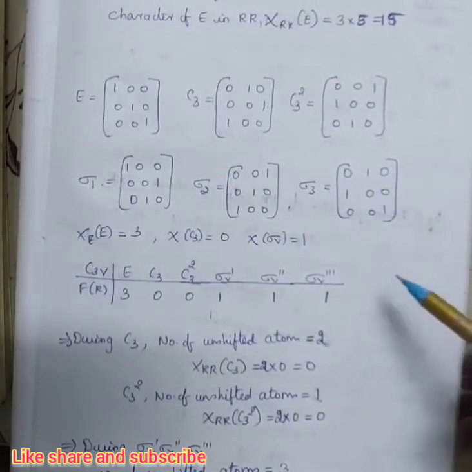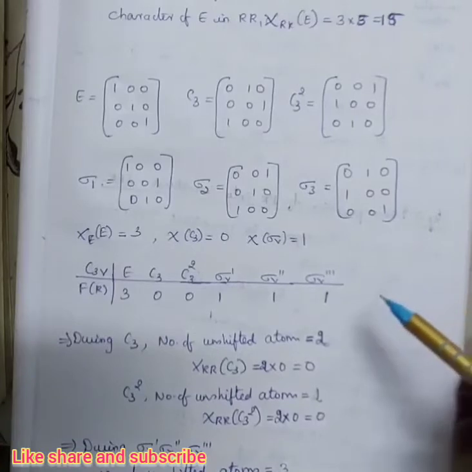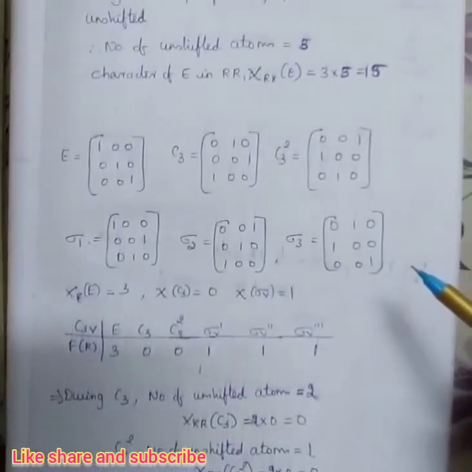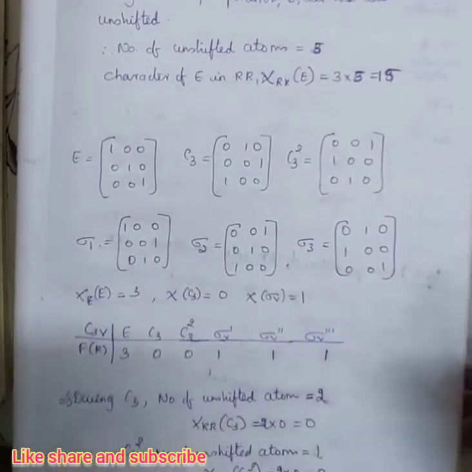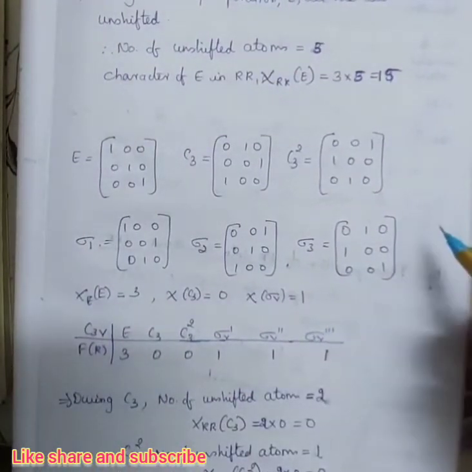So in the case of C3V, we have to calculate the character, and then we have to determine the reducible representation. So in the case of identity, that is when the identity element is performed on that particular molecule, let us see how many atoms are unshifted.